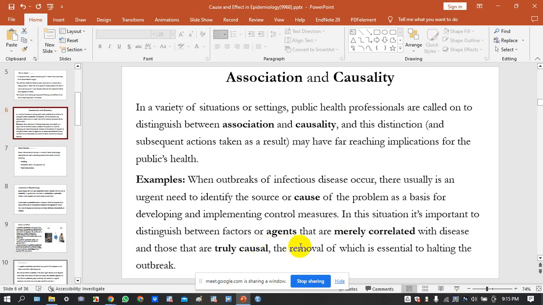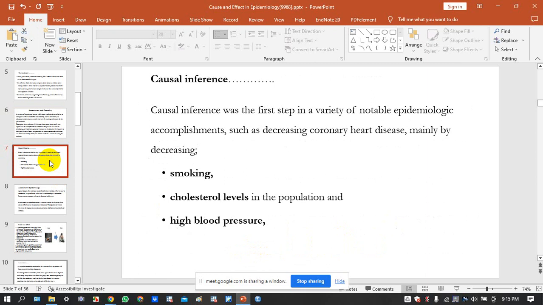If we target the HIV virus, so if we target the cause or the causal agent, then we can be able to control the outbreak of whichever infectious disease we are handling. So, causal inference was the first step in a variety of notable epidemiologic accomplishments, such as decreasing coronary heart disease, mainly by decreasing smoking. So, coronary heart disease is associated with what?